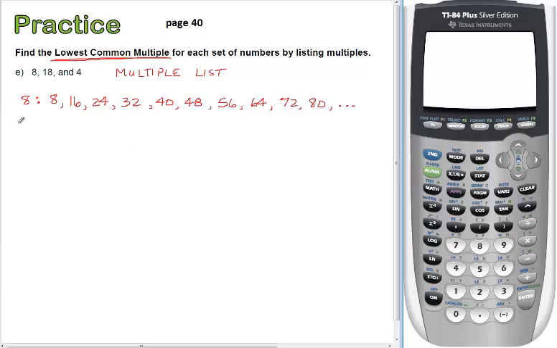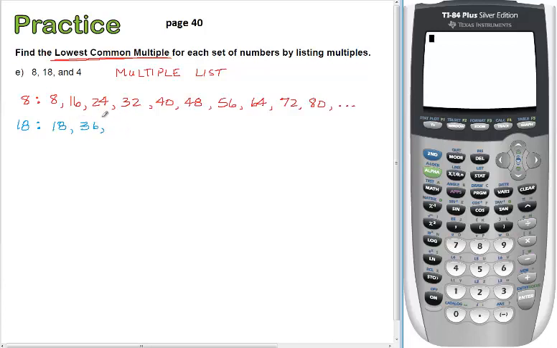Now, let's look at the next one, which is 18. What are the multiples of 18? Remember, a multiple list is different than a factor list. A factor list will start with 1. 1 is always a factor of every number. A multiple list starts with itself. So this is 18. Now, 18 plus 18.